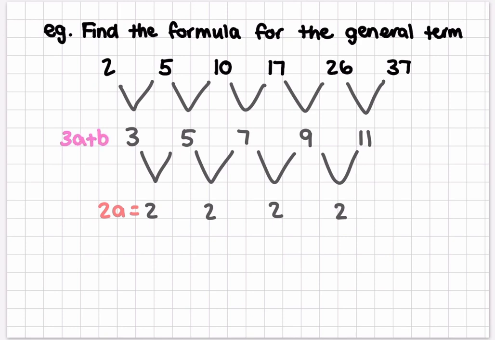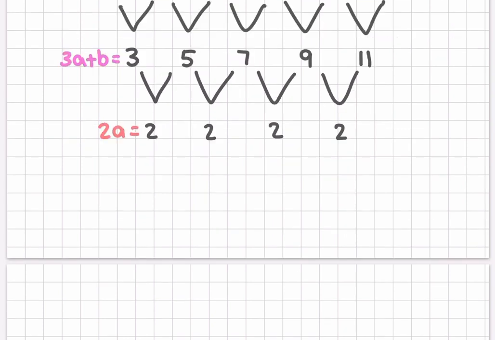3a plus b, a plus b plus c. So let's calculate these. My best advice, start at the bottom. 2a is equal to 2. Divide by 2 on both sides, a is equal to 1.